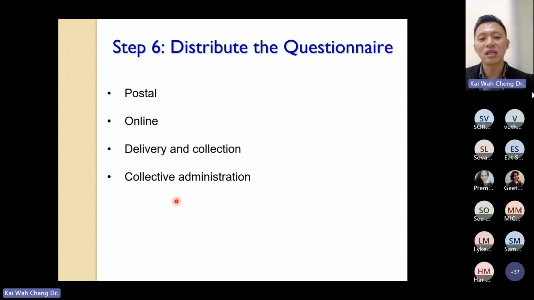So when we are going to consider a suitable way to distribute the questionnaire, we can go through the pros and cons of each distribution channel before we distribute the questionnaire. Once again, if you want to understand the pros and cons for each distribution channel, you can check a research method reference book, because of the time constraint today.